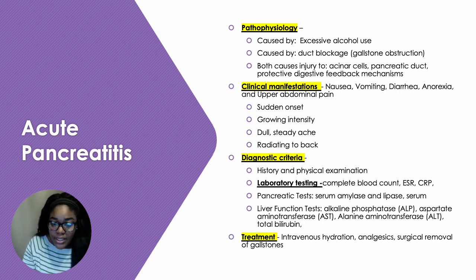As far as treatment is concerned, you have intravenous hydration. You want to give analgesics, and then if there is a gallstone that is causing a blockage in that duct, you want to remove that gallstone surgically.